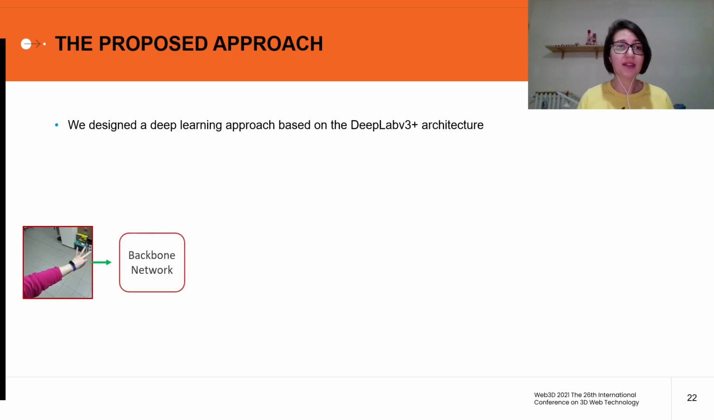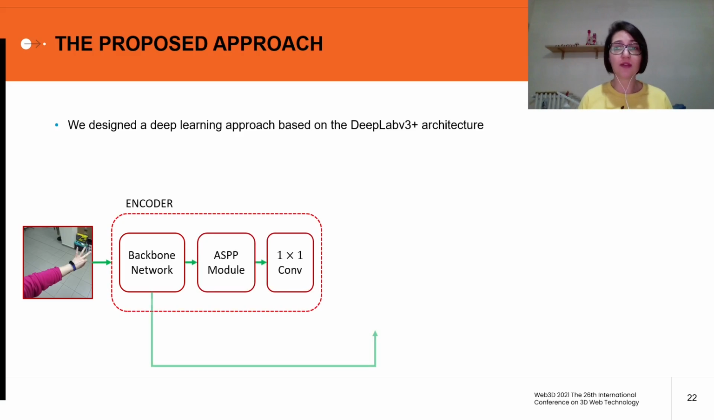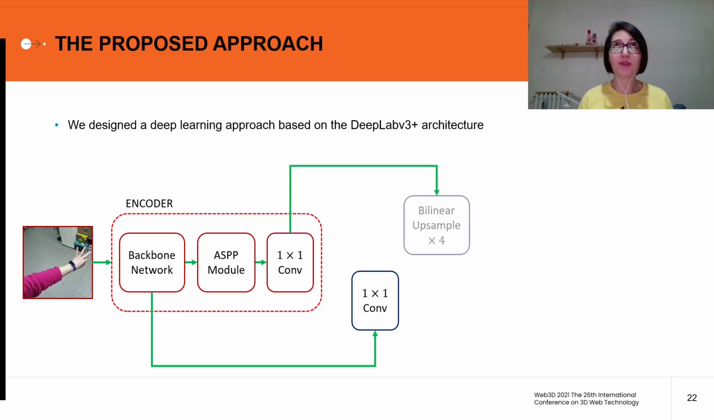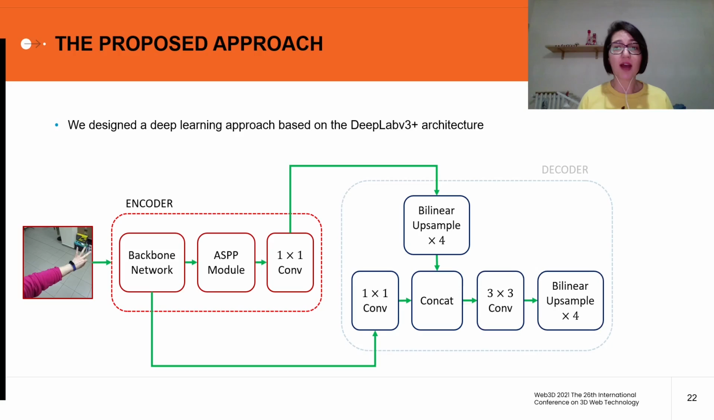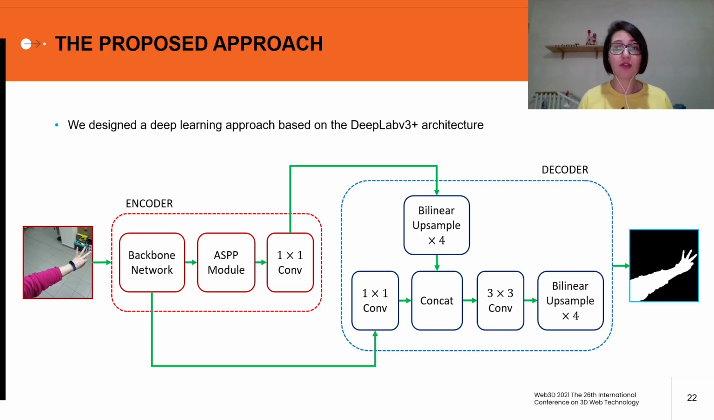We designed a deep learning approach based on the DeepLab v3 Plus architecture, which is a deep CNN with an encoder-decoder structure. The encoder extracts semantic information and reduces the size of the feature map, while the decoder recovers spatial dimensions and detailed object boundary information.